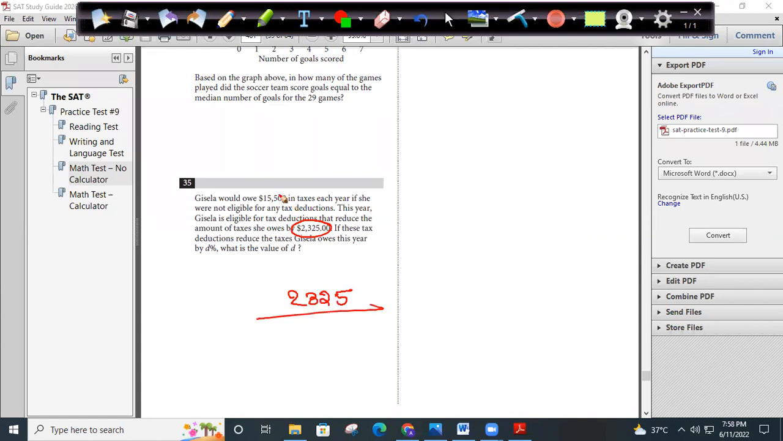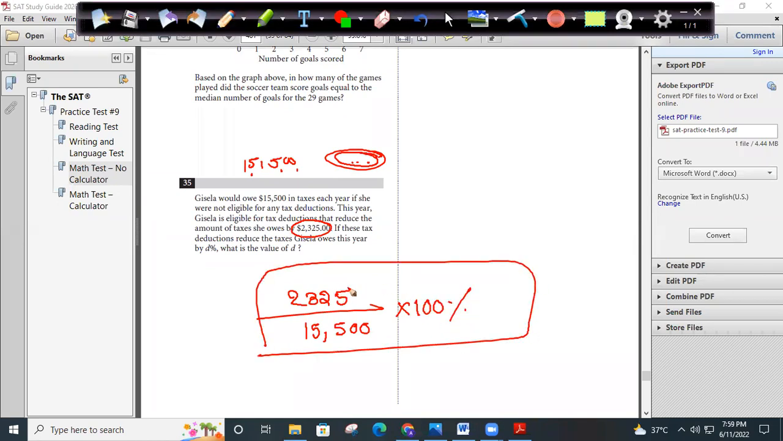2325 percentage decrease is, suppose they're paying 15,500. They're paying some 15,500 minus 2,325. Some number here, some 13,000 something. So which is difference upon larger number, which is 15,500 into 100 percentage. That should be your answer. Just you have wonderful calculators. Do this in your calculator.